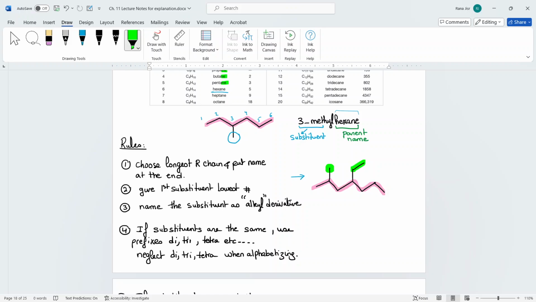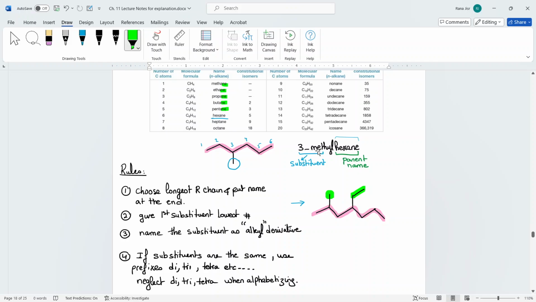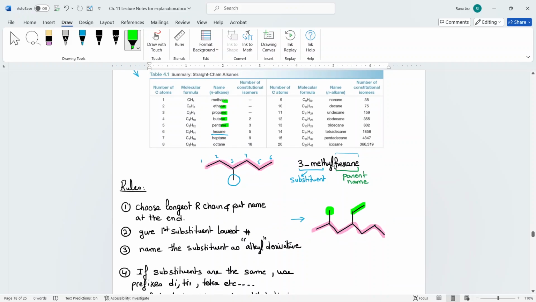Okay. Notice that when you name the substituent, because this is connected to the main chain, instead of ending it in -ane, you drop the -ane and put a -yl. And this is a rule for the connection. When an alkane group is connected to a longer alkane, you name it as an alkyl derivative: methyl, ethyl. So ethane turns to be an ethyl. Propane turns to be a propyl in there.